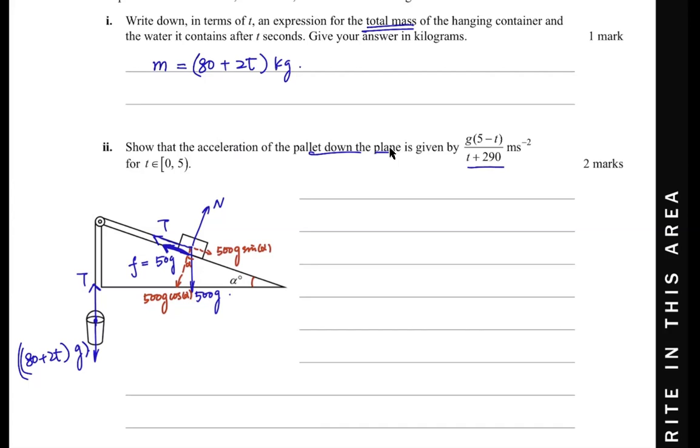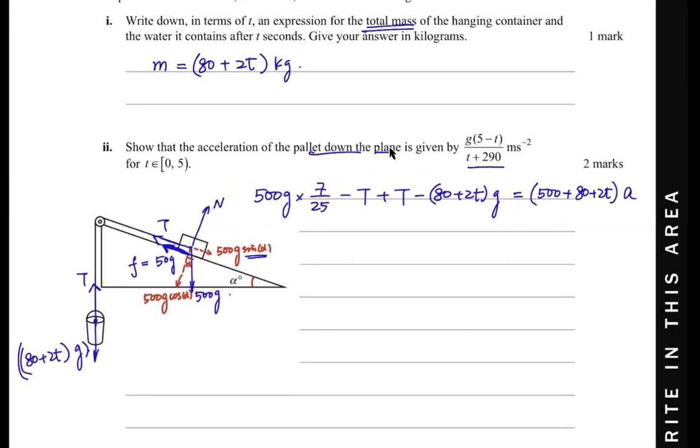Right. 500G times 7 on 25, okay? This is 7 on 25 minus T plus T minus AT plus 2T times G. This is your combined part of the resultant force. And don't forget, you need to involve the combined mass. Combined mass is 500 plus 80 plus 2T, okay?